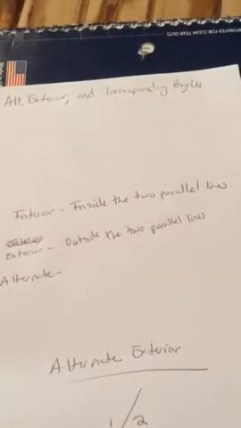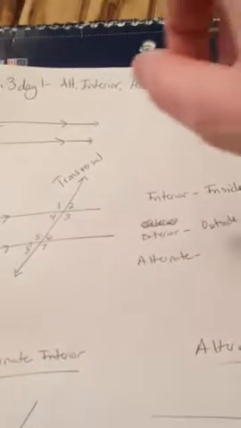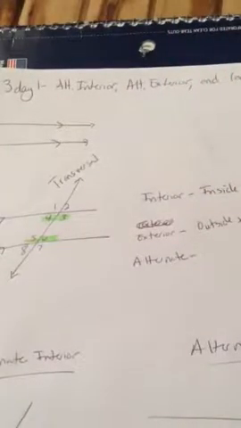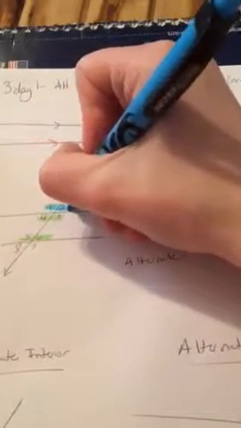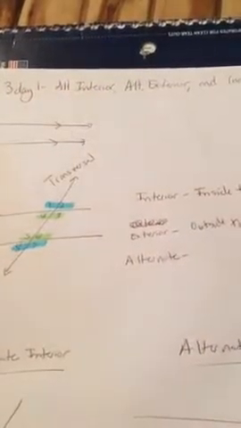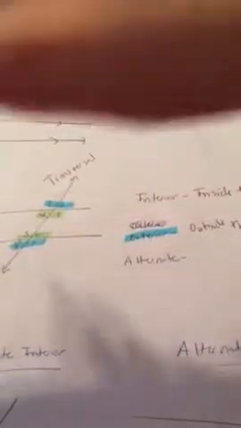Okay. So if I look at my picture here, the interior angles are my green ones here, so 3, 4, 5, and 6. And my exterior ones are my blue ones, the 1, 2, 8, and 7. So interior is green, exterior is blue here.